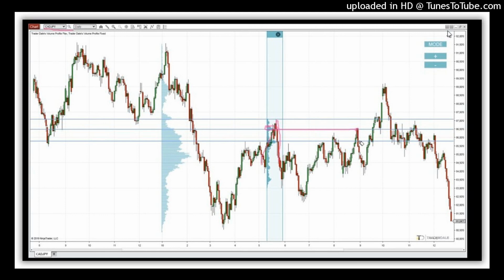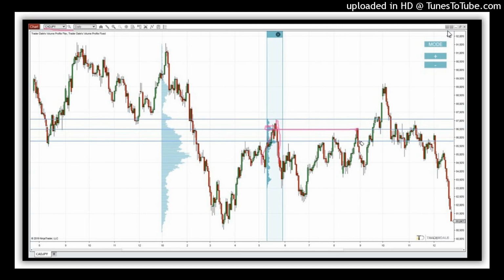As you can see, there was no reaction to the level. The price went past the level, past my stop loss, and I quit the trade with the catastrophic stop loss somewhere in this area. Now the next losing trade was on Canadian dollar Japanese yen. It was also based on the trend setup.